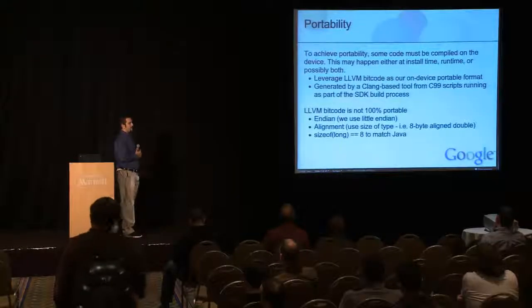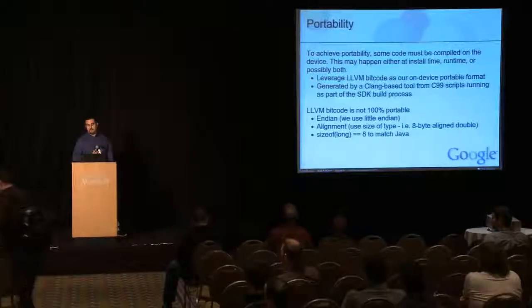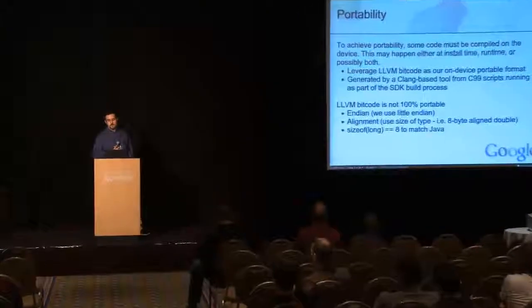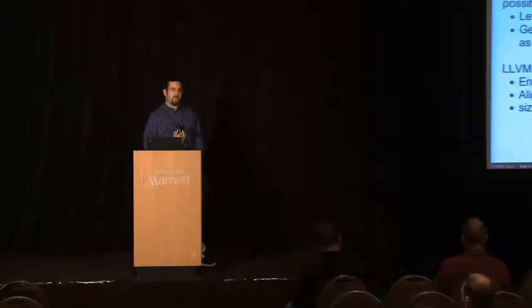We use a Clang-based tool. We basically layer our own frontend on top of Clang that compiles a C99-like language with a few extensions. And we have a few other restrictions as well for things that don't make sense since we're not compiling, like, your main function. And this is all done as part of the Android SDK. So this stuff has been shipping since Honeycomb, although, again, the source is available now.